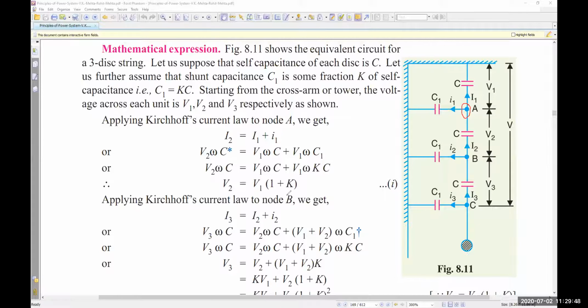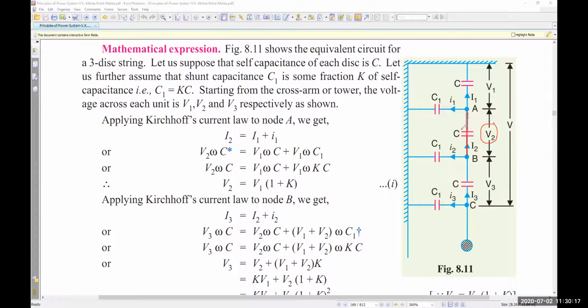Okay, I'll show you how we can get it. I2 is equal to V2 omega C, right? This is from your electrical circuit 2. Here, this is the I2, right? Yes, sir. This is the I2. What is the voltage across the I2?